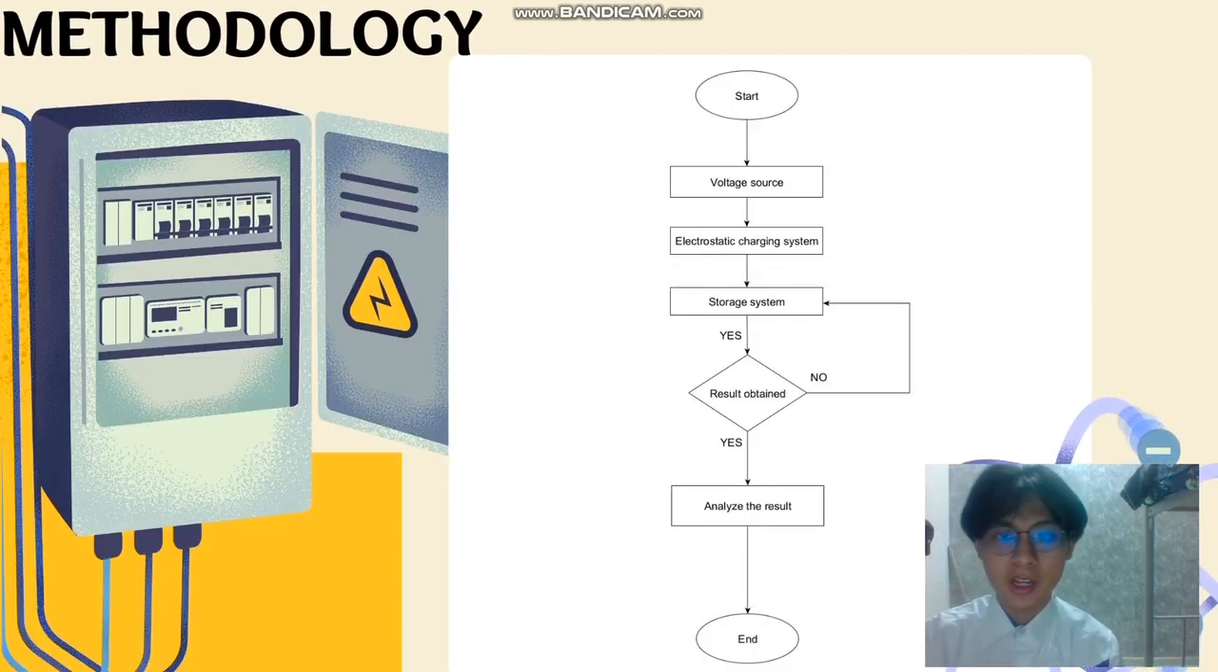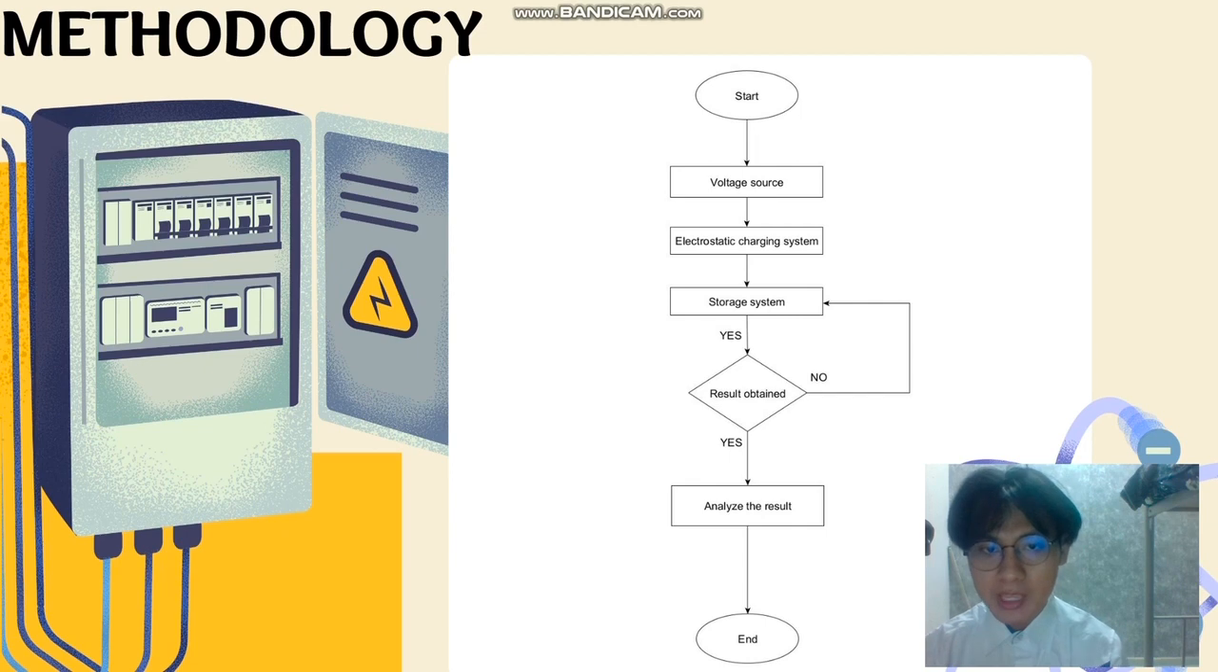Next, I will explain about the methodology part. For our flowchart of our project, it starts with the voltage source, where we use a 9 volt battery to supply the generator for our project. And then the flowchart goes to the electrostatic charging system, where it converts the voltage source into a form that can be used to charge the storage system.